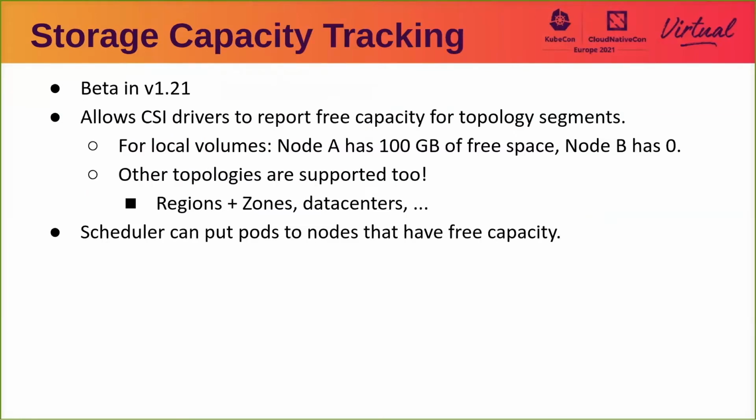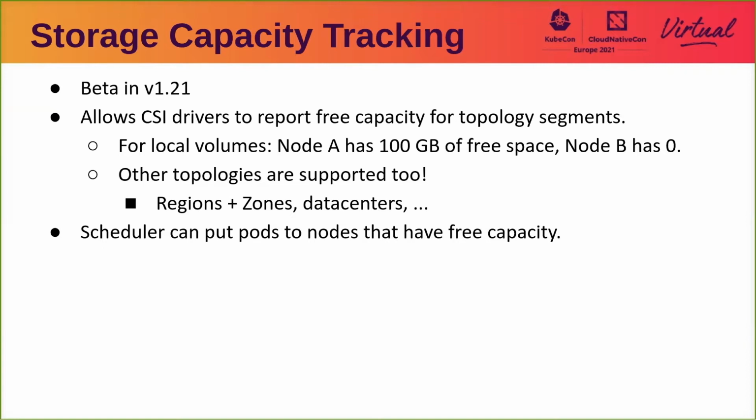Storage capacity tracking is a new feature that is in beta in Kubernetes 1.21, and it allows Kubernetes to see how much free capacity is available for dynamic provisioning and where it is available. For example, if your CSI driver provides storage that's local to nodes, then Kubernetes will track capacity for each node separately. And for example, it will know that node A has 100 gigabytes of free space for new volumes. And when it schedules a new pod with unbound PVCs, it will more likely schedule it to that node, so the dynamic provisioning can succeed there.